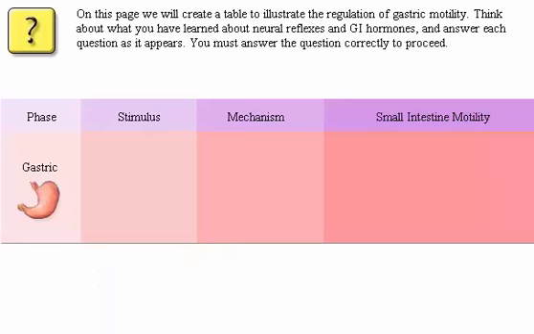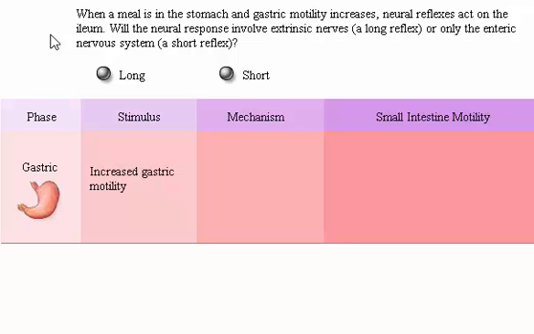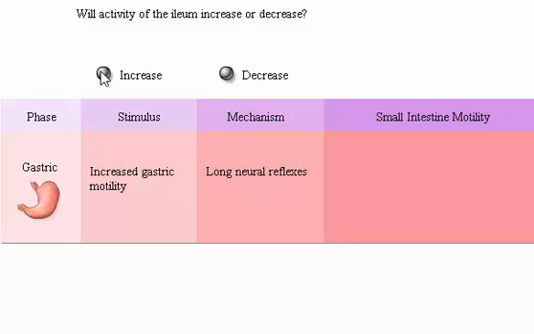On this page, we will create a table that illustrates the regulation of motility in the small intestine during digestion. Think about what you have learned about neural reflexes and answer each question as it appears. You must answer the question correctly to proceed. When a meal is in the stomach and gastric motility increases, neural reflexes act on the ileum. Will the neural response involve extrinsic nerves, a long reflex, or only the enteric nervous system, a short reflex? Will activity of the ileum increase or decrease?